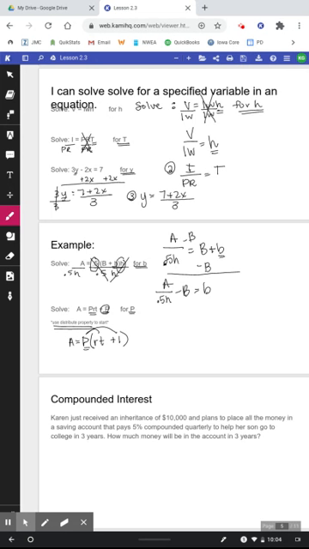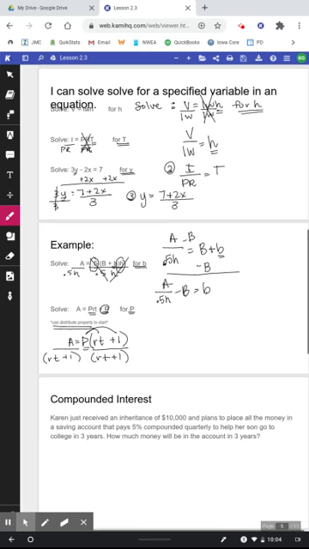Now it makes it a simple problem. I need to divide by all of this, RT plus 1. So to get p by itself, I took a divided by all of that parenthesis.